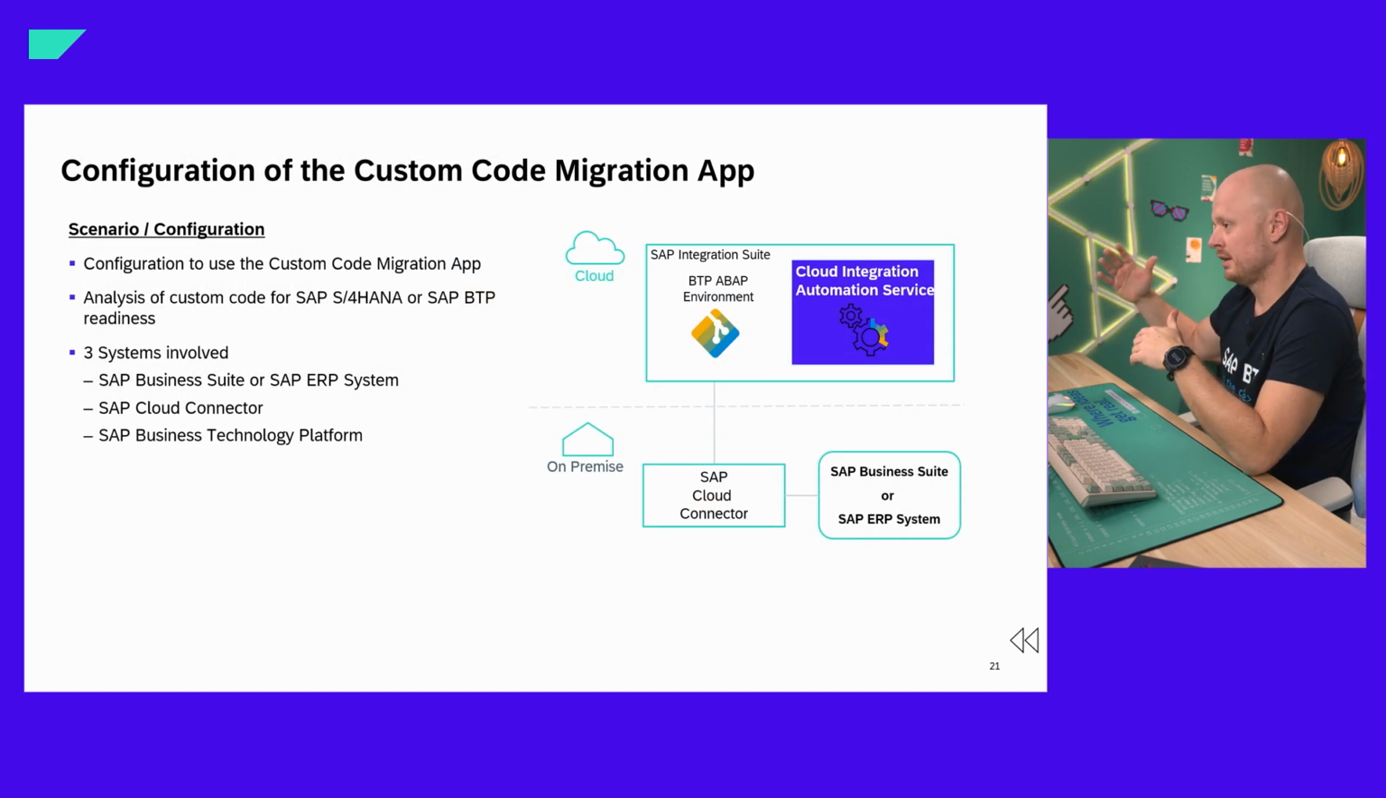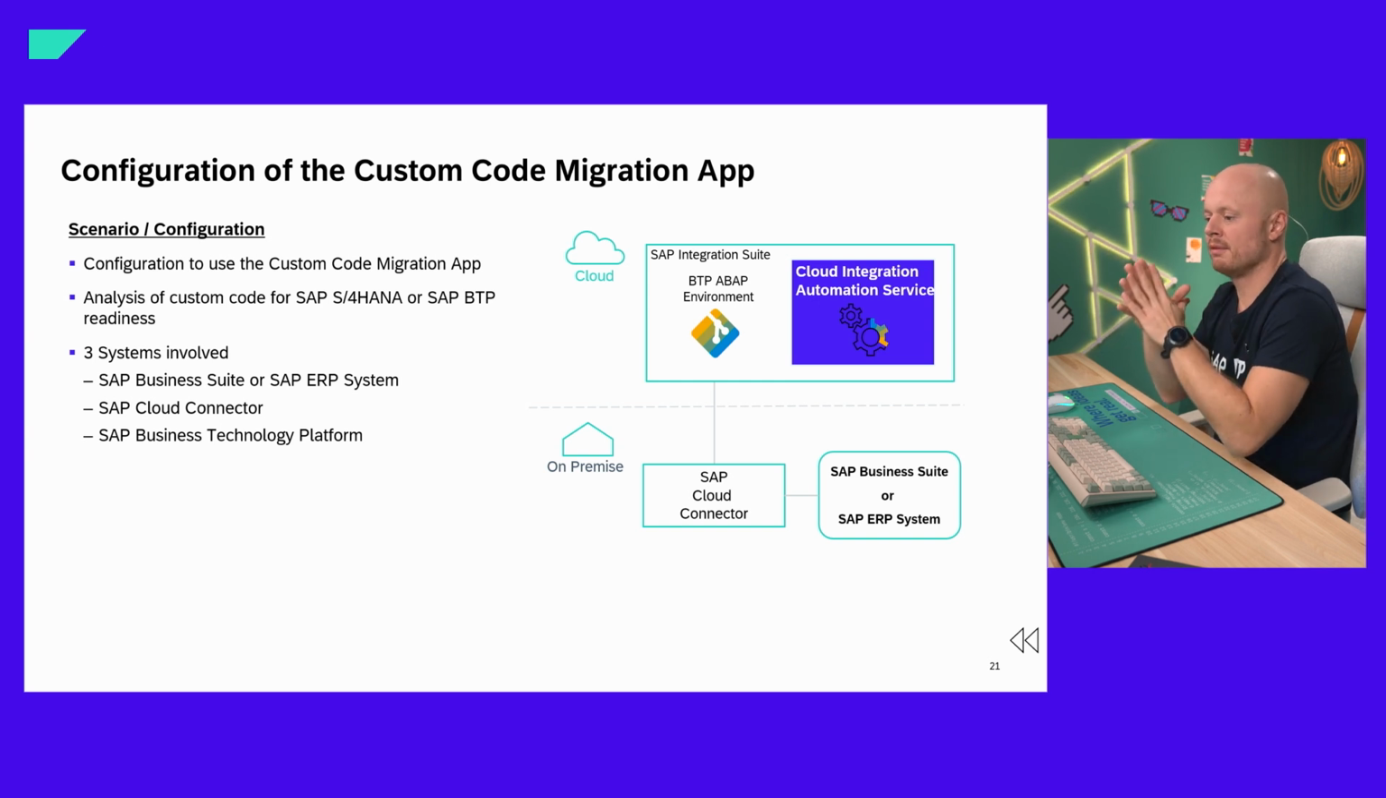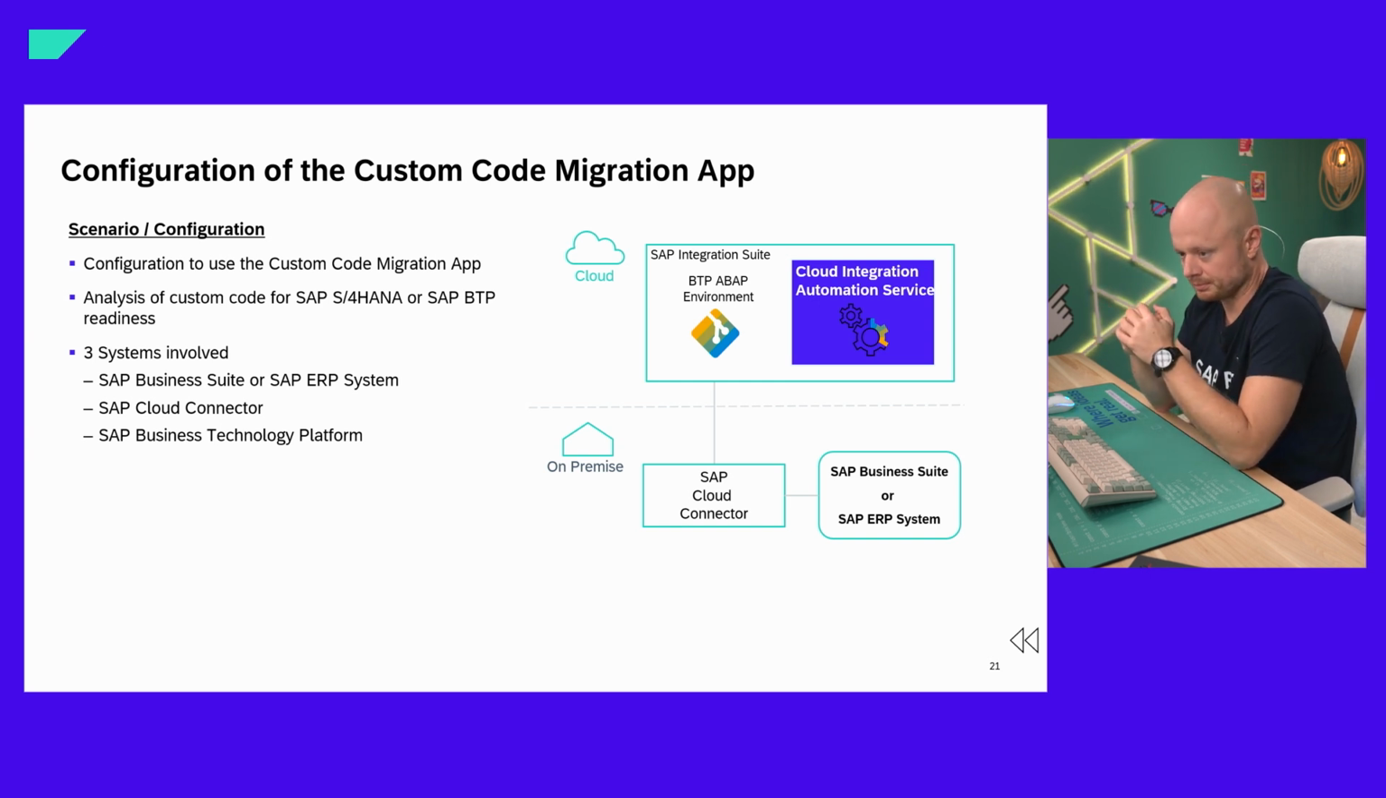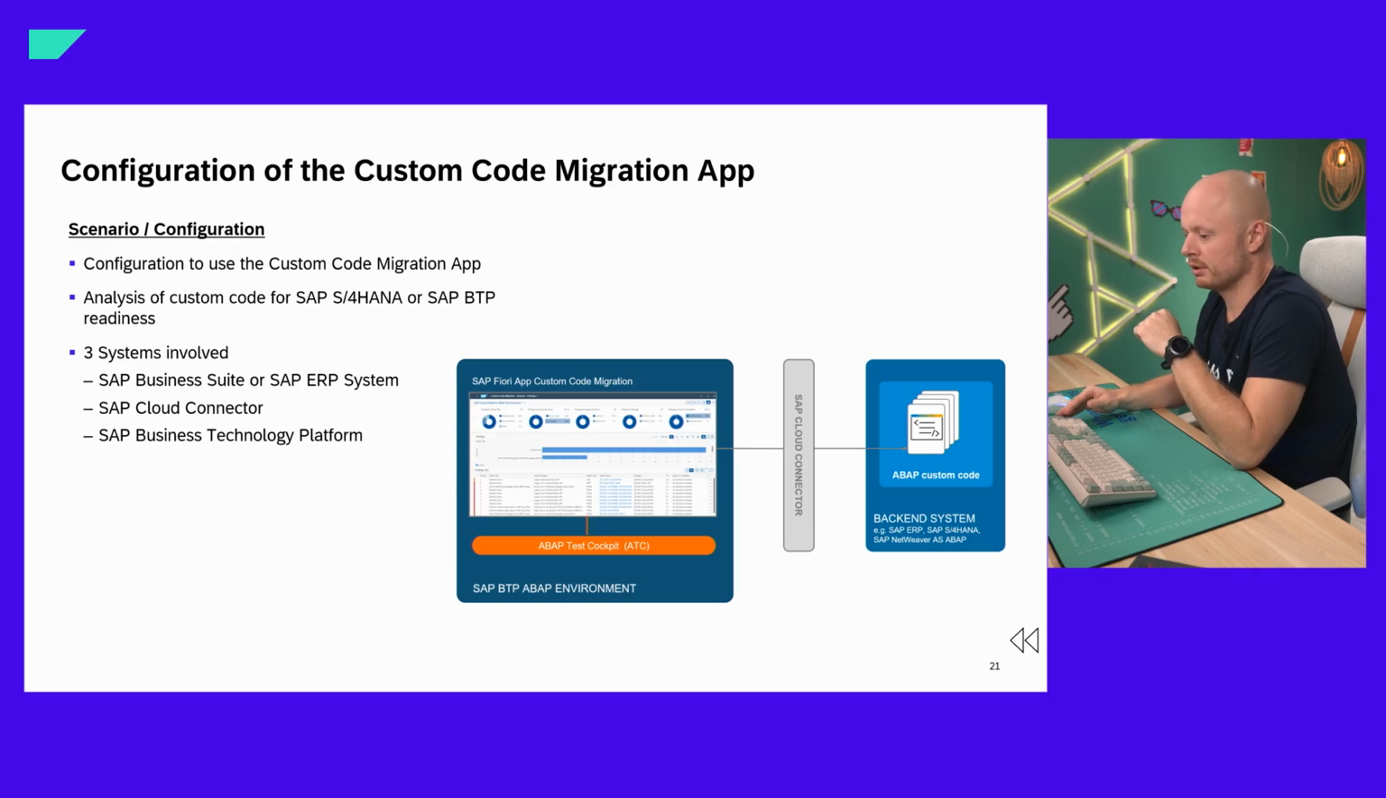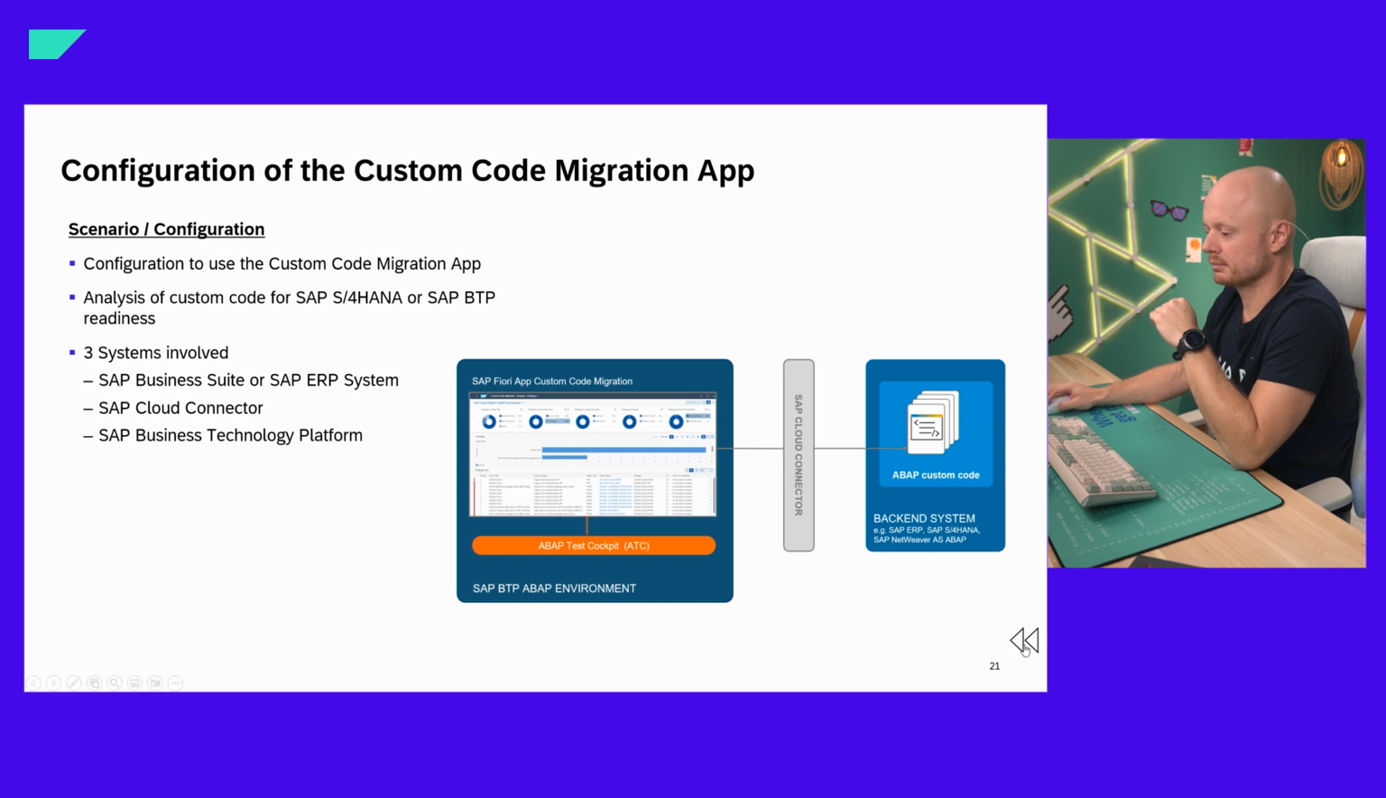And as said, now in the play with the Cloud Integration Automation Service, the custom code migration app is running on BTP, and we need to connect to the backend R3, to the backend ERP system or business suite. And that's done via the Cloud Connector, and the Cloud Integration Automation Service just offers this workflow so that you can get this connection easily done, and you don't have to do much manual configuration to get this working.